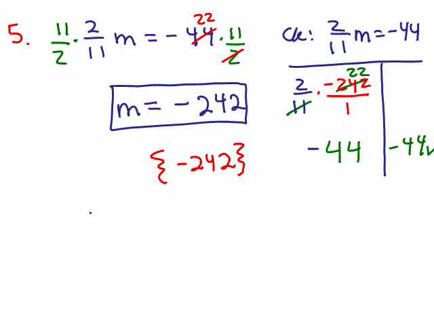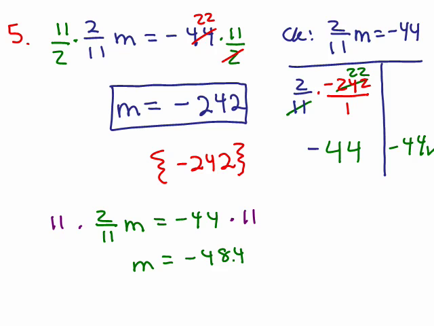Just take a look. Another model for this is if you have 2/11 m equals -44, you could first multiply both sides by 11 to get rid of the denominator, so that you would get -484 on the right-hand side and just 2m. Then you would divide both sides by 2, and you would still end up with -242. So you would get the same answer of -242.